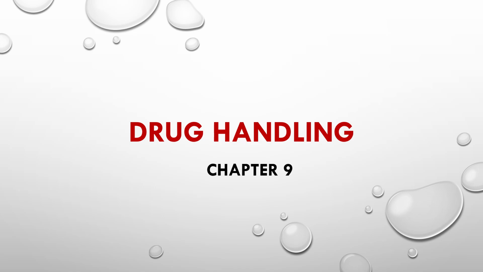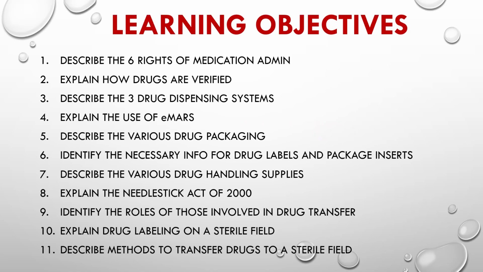All right, finishing up chapter 9 as we talk about the different ways of administering medications and how to properly handle them in the OR. Same learning objectives that we covered in the last recording, but now we're going to start on pretty much number 6, talking about the things required on the drug label. We'll talk about the drug handling supplies, needle stick acts, roles of the surgical tech and the circulator, and then the proper labeling and transferring within the OR.